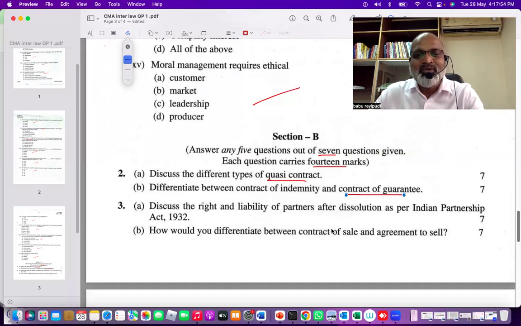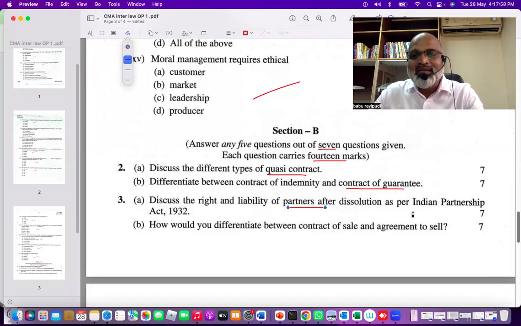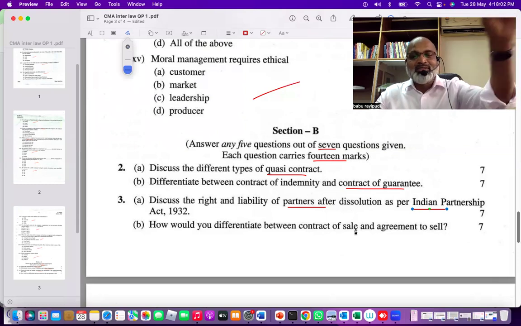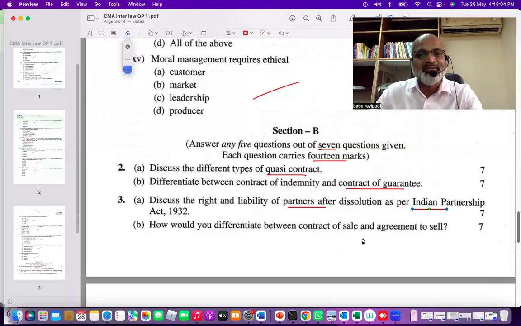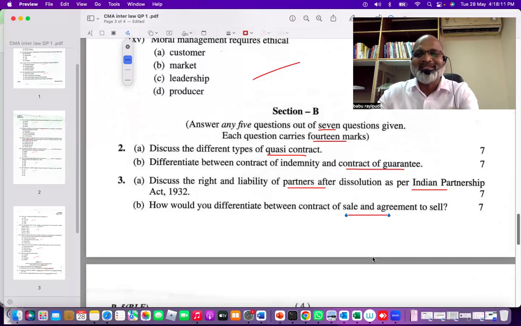Next one, Partnership Act: one question is asked on the Indian Partnership Act, that is only 7 marks weightage. Partnership Act has one question, 7 plus 8, almost 9 marks weightage. Here, Sale of Goods Act, only one question they've asked. See, agreement to sell, that too, a very simple question they've asked.